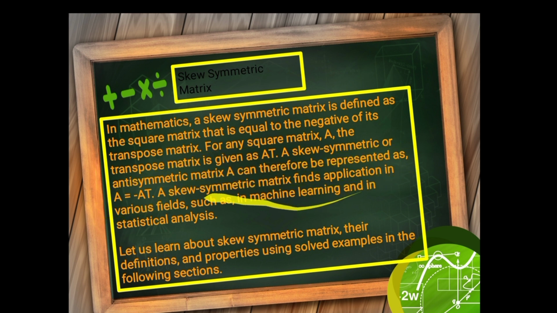A skew symmetric matrix finds application in various fields such as machine learning and statistical analysis. We can find its application in computer related fields like machine learning, for example in the magnetization or printing of photos. Let us learn about skew symmetric matrix, its definition and properties, using solved examples in the following section.